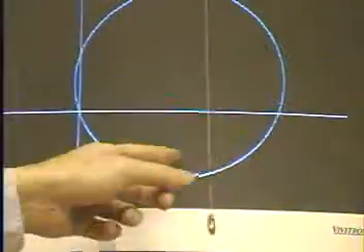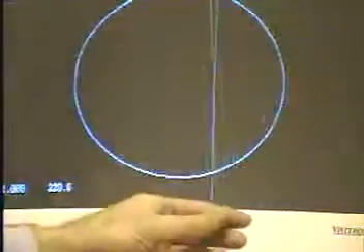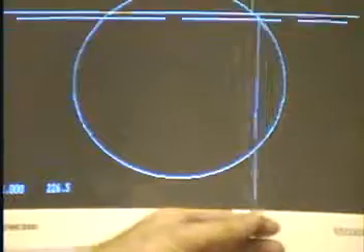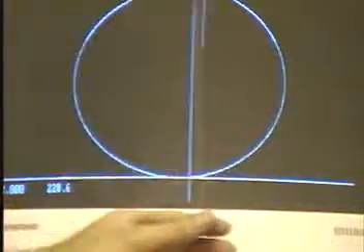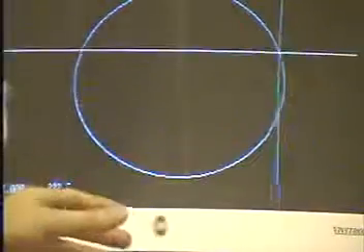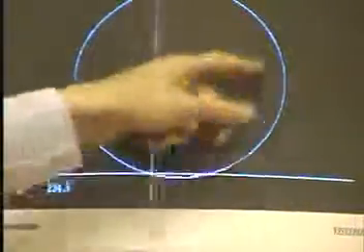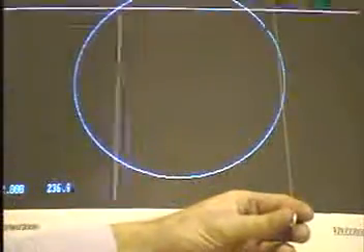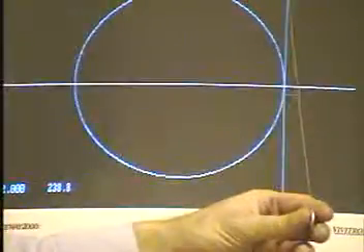Now what we're going to try to do is match the motion of the pendulum to the motion of the point on the string, in the sense that we want the pendulum to follow the vertical projection line corresponding to motion around the circle. Now, we're not doing a very good job right now.